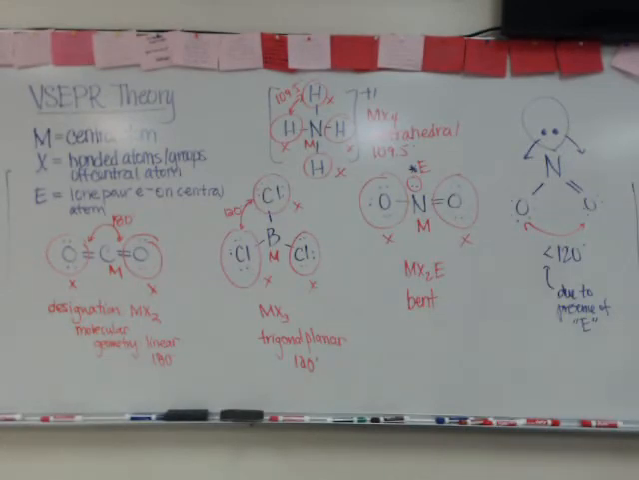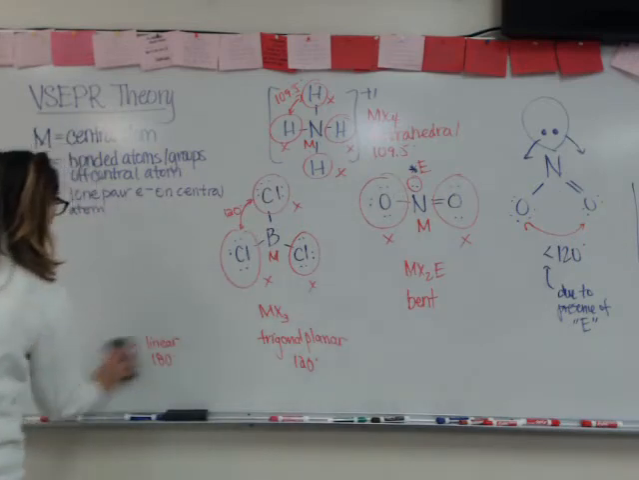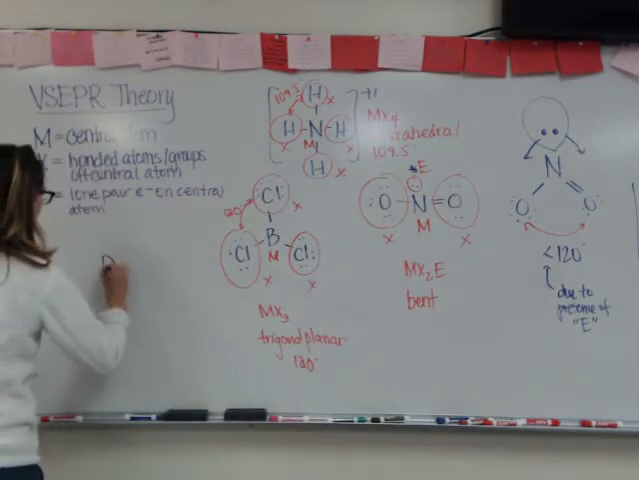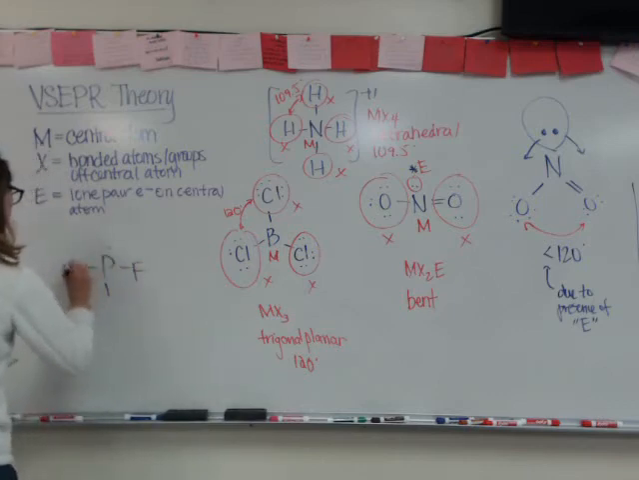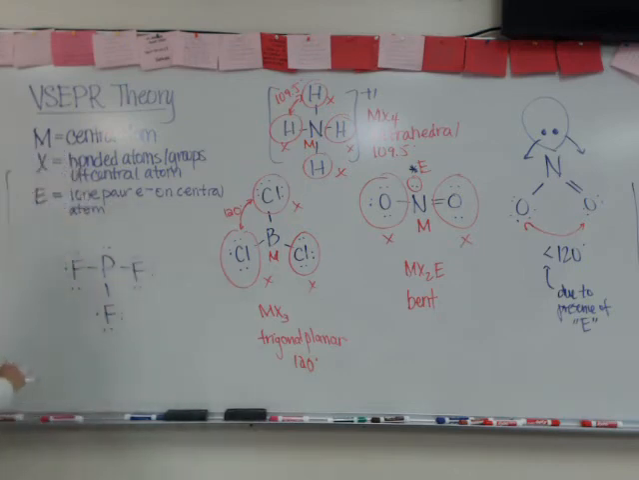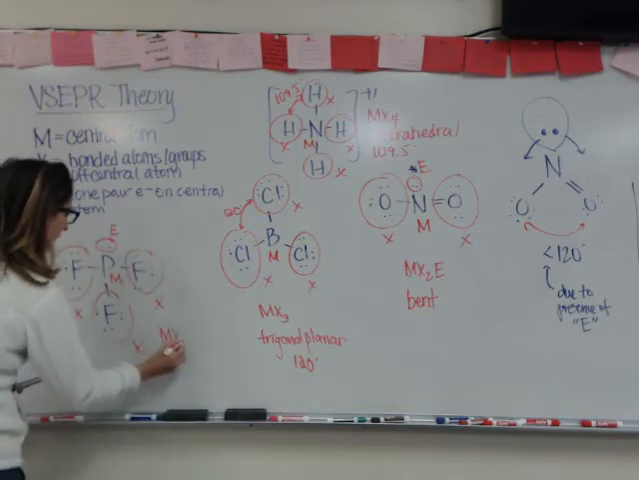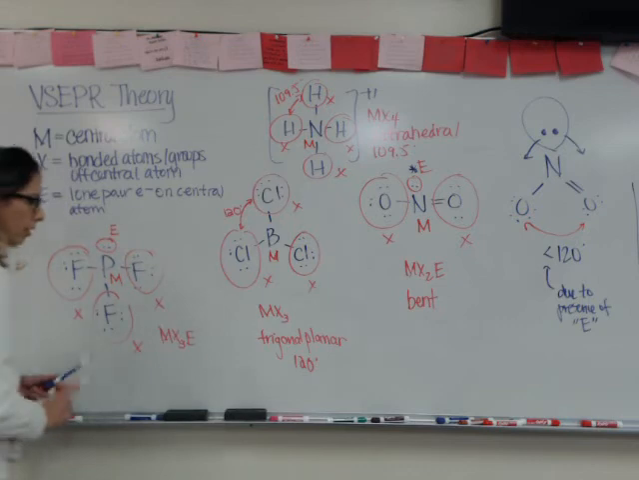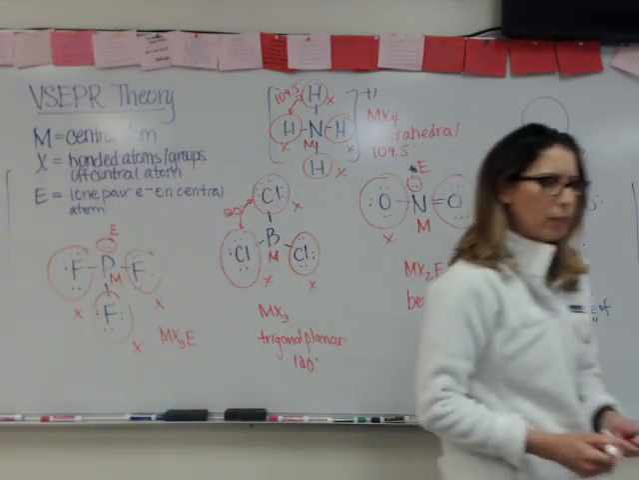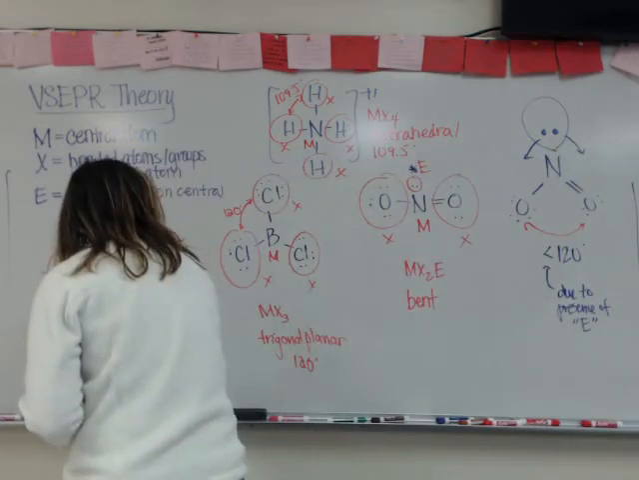Okay? Now, if we're looking at PF3, it looks like this. I have my central atom M. I have 3 bonded groups. I have 1 lone pair of electrons. So this is MX3E for my designation. Anytime it's MX3E for your designation, that means that trigonal pyramidal is going to be your shape.